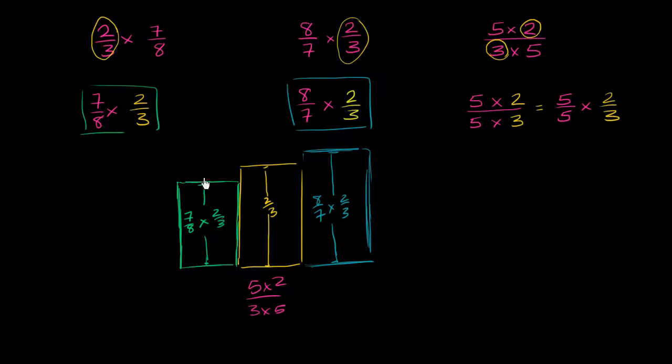So this thing is scaled down. It's going to be the smallest. And here you're multiplying the 2/3 times a number bigger than 1, 1 1/7. So you're going to scale it up. So this expression is the largest, 8/7 times 2/3. The smallest is 2/3 times 7/8. And this one right over here is in between.